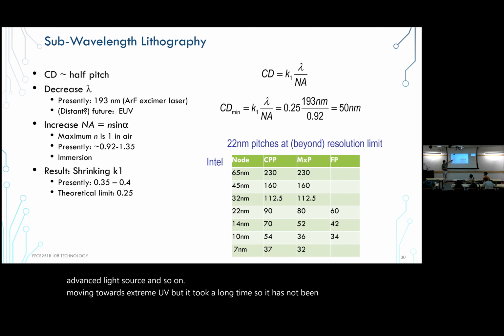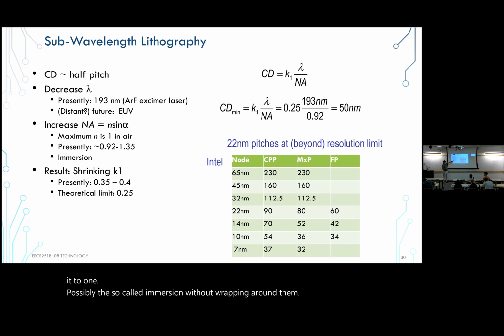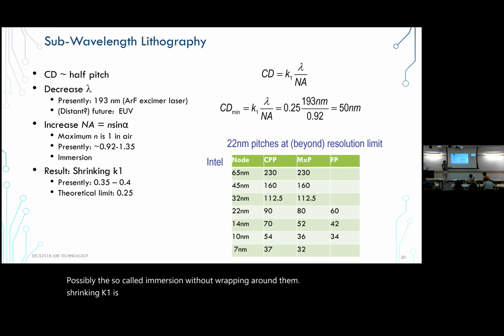The other option is to try to increase the numerical aperture. Well, getting the sine to exceed 1 is kind of hard. So the only chance is to do something with this n, but projection through air limits it to 1. We'll see the so-called immersion lithography that's shrinking k1. This is essentially working on the projection system, but often people will tell you the limit is 0.25, and people have gotten closer to that.